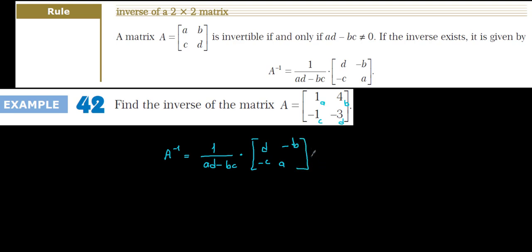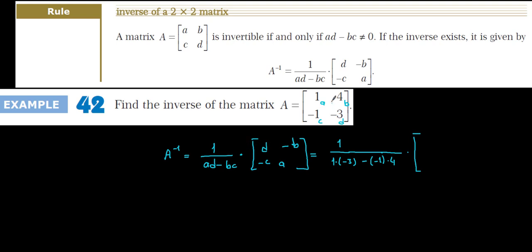That's the way to memorize maybe. Let's see, the numbers are here. A is equal to 1, so 1 over A times D, 1 times minus 3, minus B times C, minus 1 times 4 it should be.